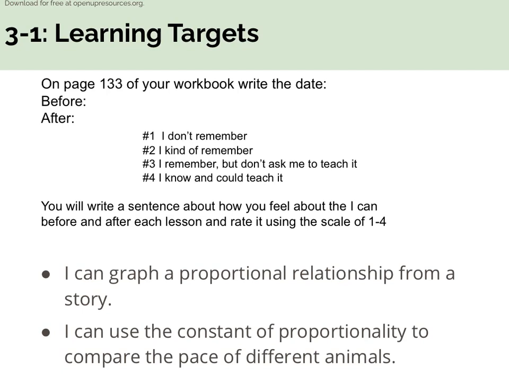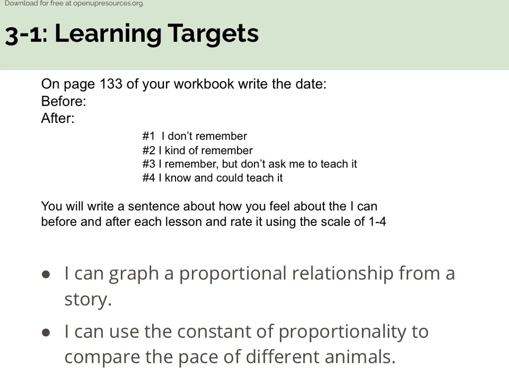All right, let's go ahead and turn back to page 133. This is for lesson 1. This is the first part of our lesson for today. And we're going to write a sentence and a number. So I can graph a proportional relationship from a story. I can use a constant of proportionality to compare the pace of different animals. So that was all the ant and the ladybug and then eventually the spider kind of stuff. Write yourself a sentence and a number.